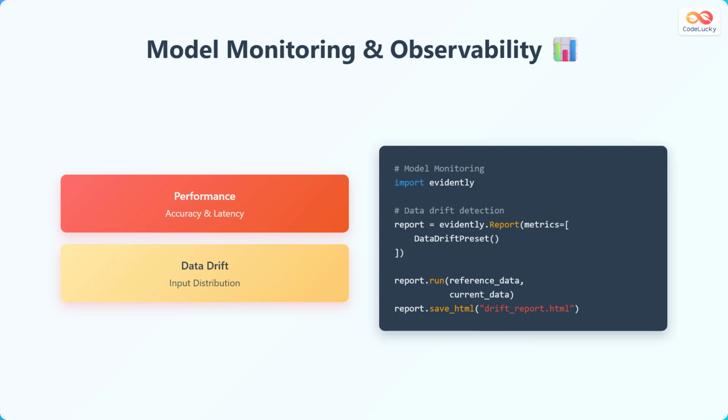Here's an example of model monitoring using Evidently. We start by importing Evidently. We create a report with the data drift preset. We run the report with reference data and current data, and save the report as an HTML file.